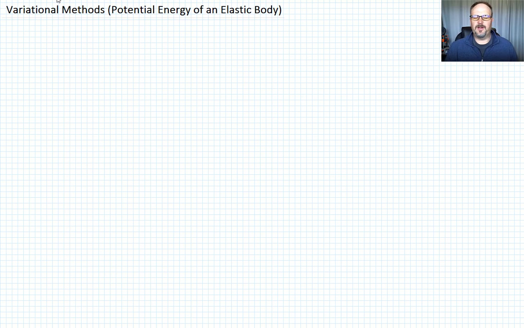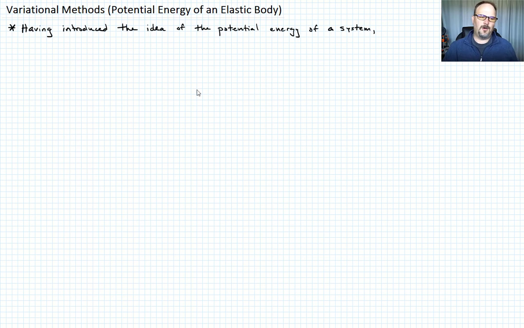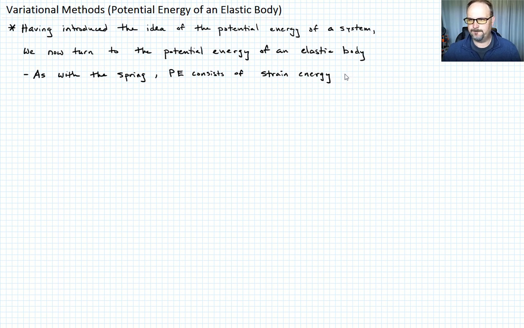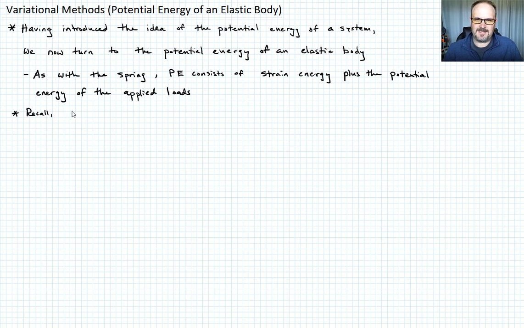Okay, so having introduced this idea of the potential energy of a system, we're now going to turn to the potential energy of an elastic body. Just like we had with the spring, the potential energy is going to consist of the strain energy plus the potential energy of the applied loads. Let's see if we can remember how we define the strain energy density of an elastic material. Recall the strain energy density, and remember what strain energy density is. That's the strain energy per unit volume.